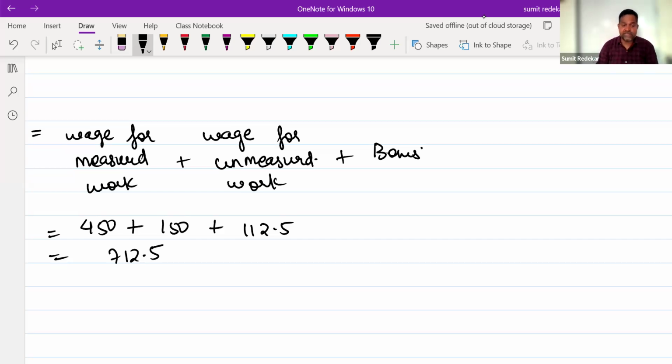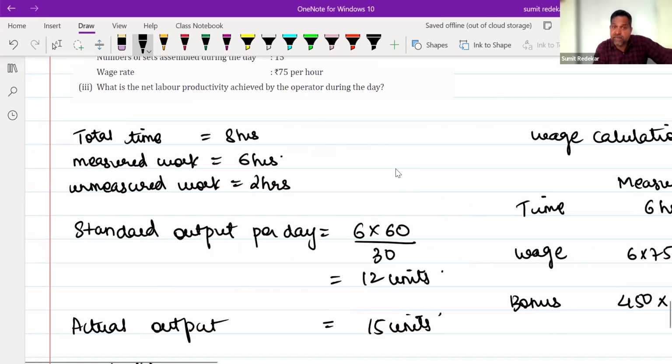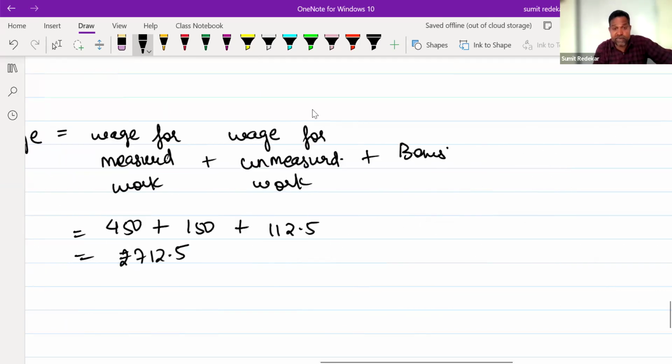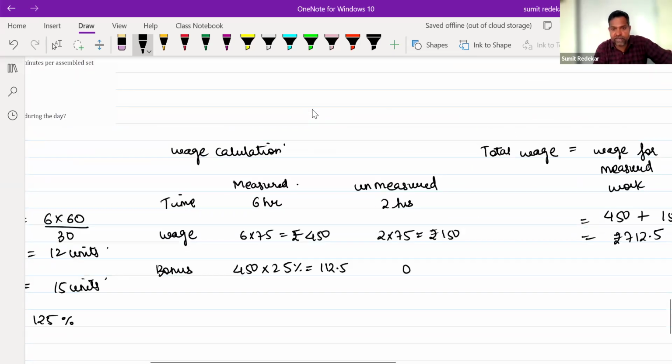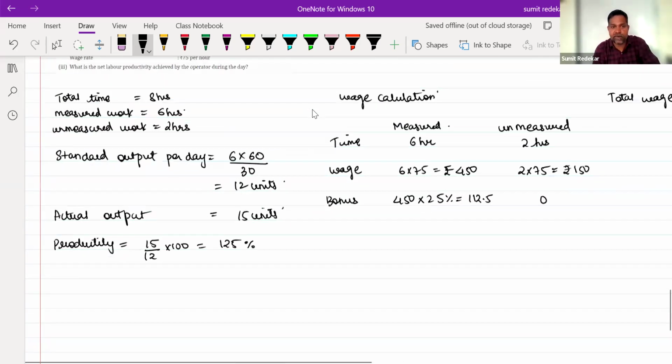Now, the catch is they have asked you for productivity, and the same question they had also asked in the module, net productivity of the laborer. What productivity of the laborer are they asking? They are asking for input output productivity and not output output productivity.